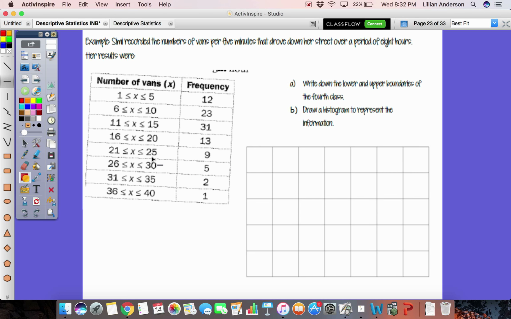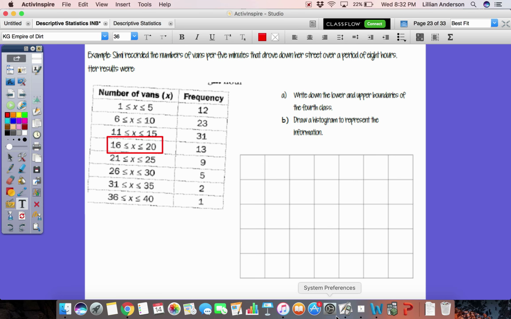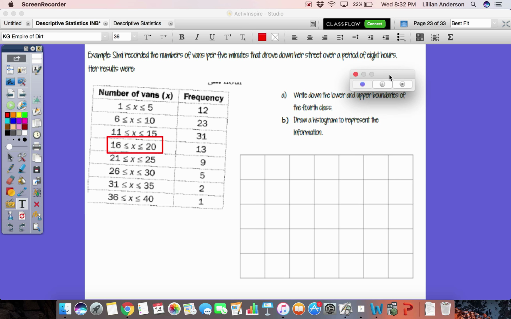Here's the second example, okay? There's a question that we have to answer before, and it says write down the lower and upper boundaries of the fourth class. So remember, your fourth class is 1, 2, 3, 4. So it's this class right here. And so I need to find my upper and lower boundaries. So you guys go ahead and do that. Pause the video and find the lower boundary and upper boundary of that particular class. Press play when you're ready to check your answer.